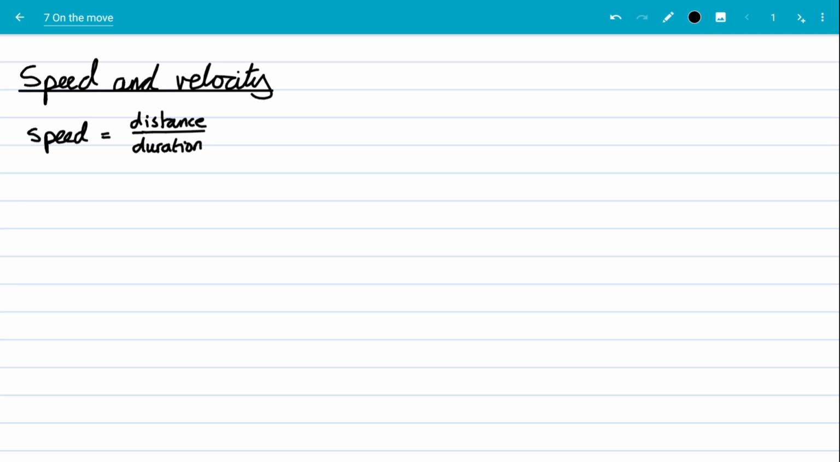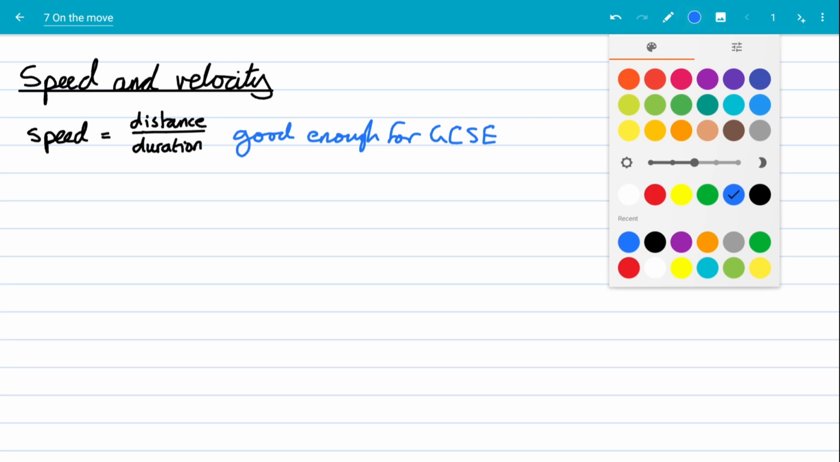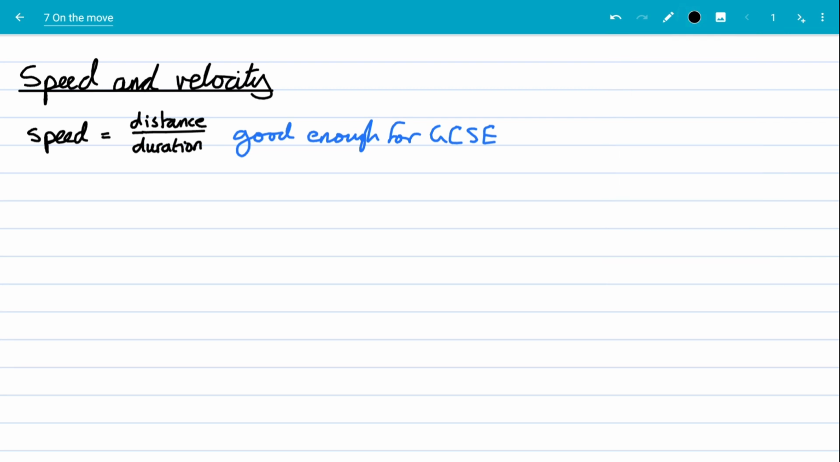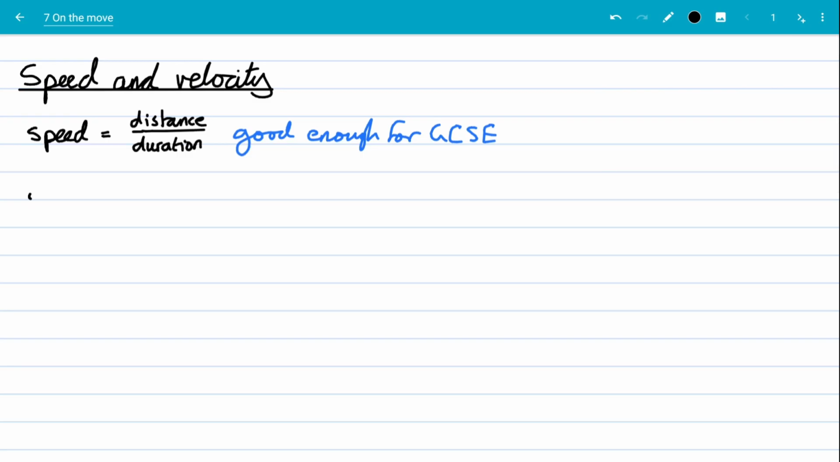Well, that's fine at GCSE level, but actually we do need to take speed a step further, because we could be talking about an average speed, or we could be talking about an instantaneous speed. So this is good enough for GCSE and not much more. So for A level, we do need to talk about average speed and instantaneous speed.